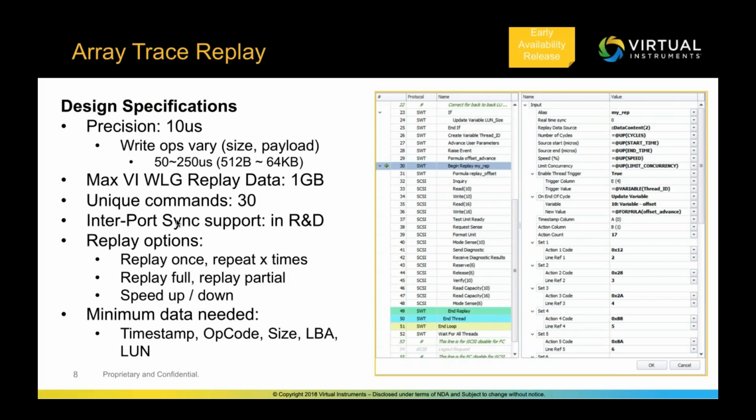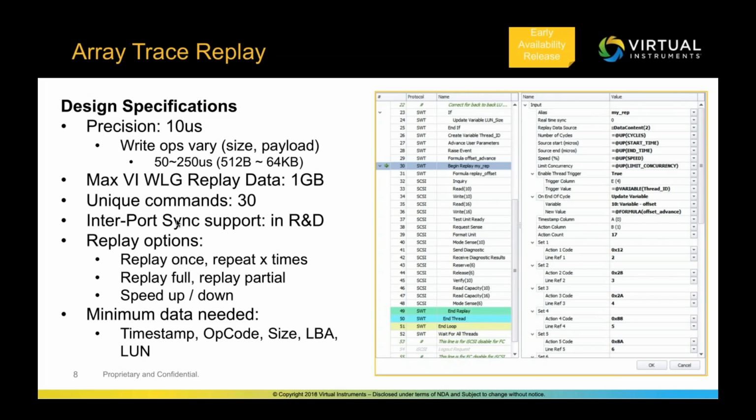So the precision here that we can guarantee is 10 microseconds between command to command. The only exception to this is the write operations. The write operations here will vary, depending on the payload size and the payload content, because we have to take CPU cycles to create that data pattern first before we send it out. So there is that variation for write, varying between 50 to 250 microseconds, for payloads anywhere from 512 bytes to 64K. So smaller, less impact; larger payload, more complex content, takes longer to prepare.